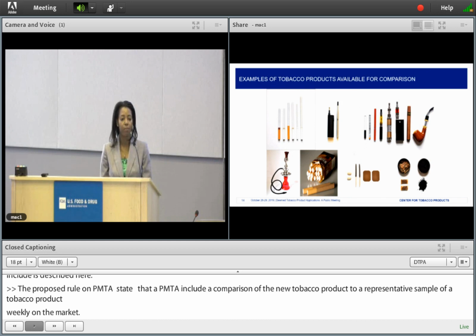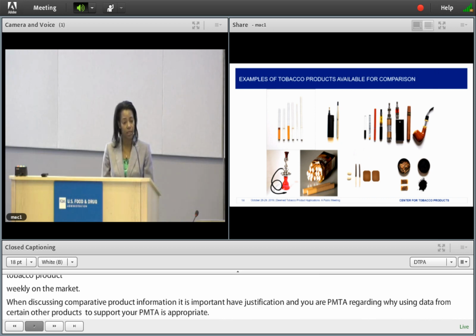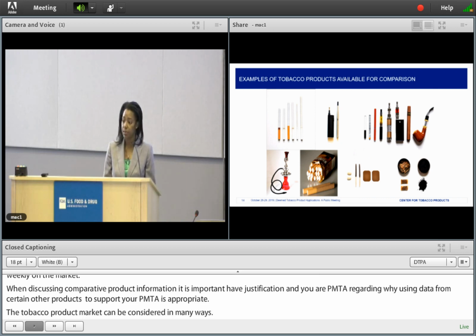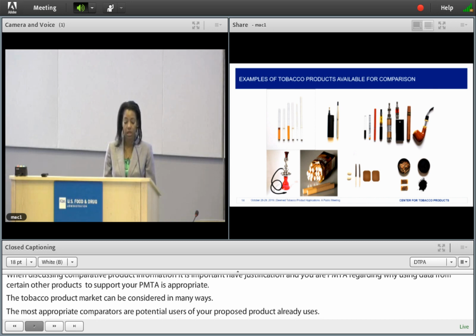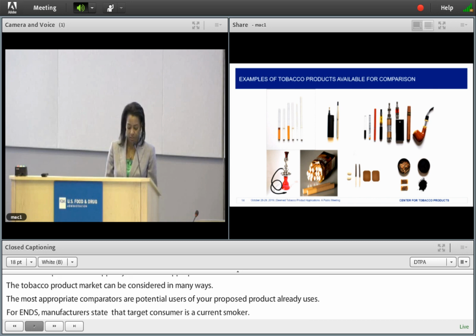The tobacco product market can be considered in many ways. The most appropriate comparators are likely to be what potential users of your proposed product already use. For example, for ENDS, manufacturers typically state that the target consumer is a current smoker. Thus, cigarettes could be an appropriate comparator. It could also be appropriate for ENDS manufacturers to compare their products to similar other ENDS products.